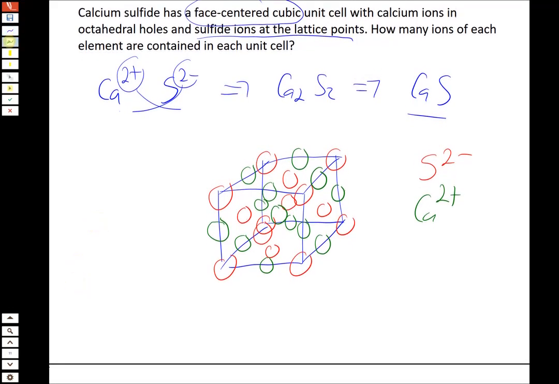Alright, so for sulfur here, which is S2-, is face-centered cubic. So what you're going to have is, again, all 8 corners are occupied, counting as an eighth each. And then we have, in the face-centered cubic, all the faces are occupied. Faces count as a half each because they're shared by 2 unit cells.